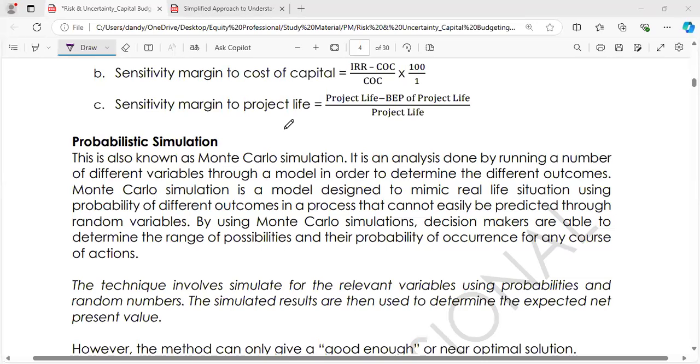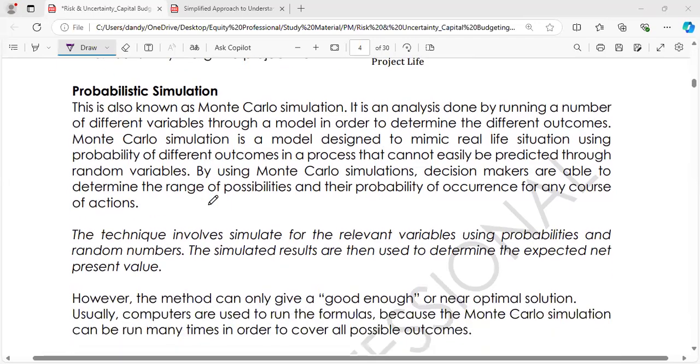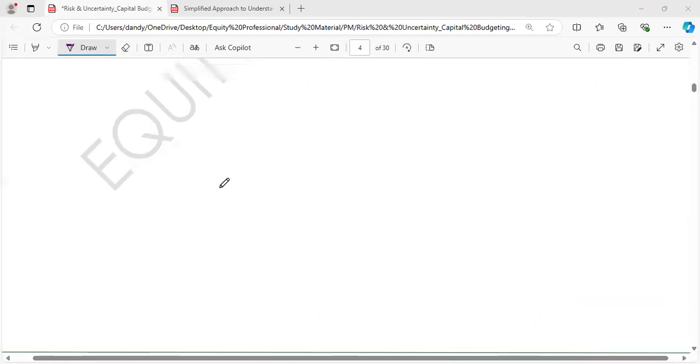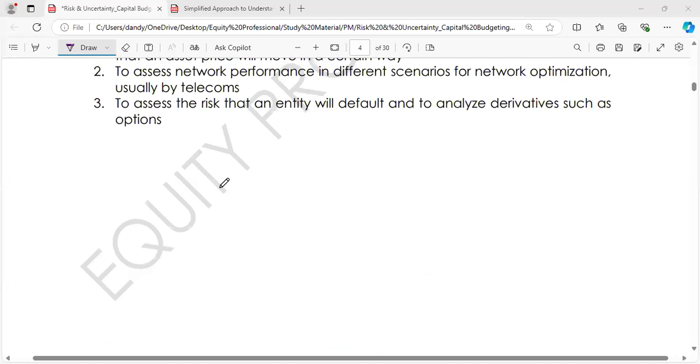So if that is the case, the worst case is that the simulation can only produce good enough or near optimal solution, but not optimal solution itself. All right, unlike the expected value method, whereby you consider all relevant cash flows and all of that. Okay, so that's in summary what probabilistic simulation is all about. The key thing is that whenever you want to determine expected NPV using simulation method, the first thing you are going to do is to simulate for each variable, that is for each receipt and payment given to you.